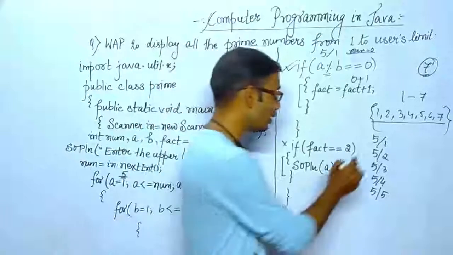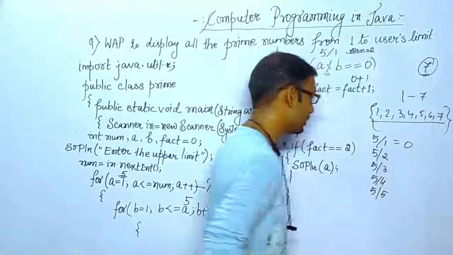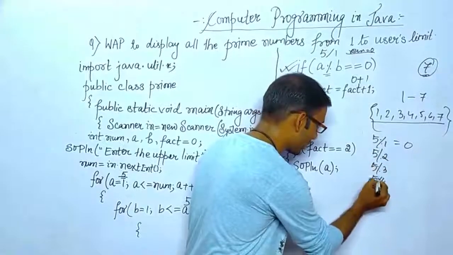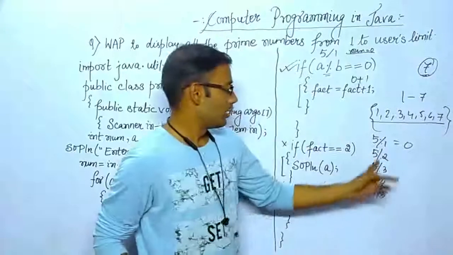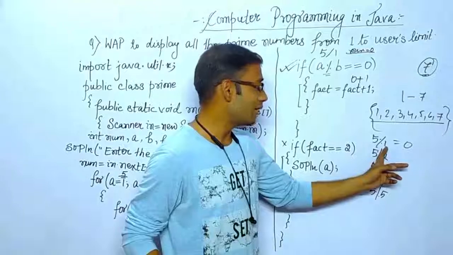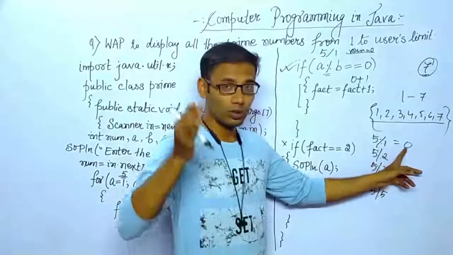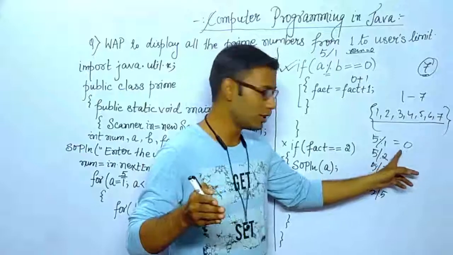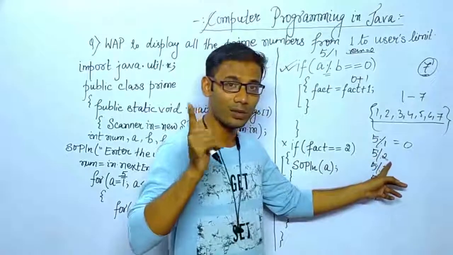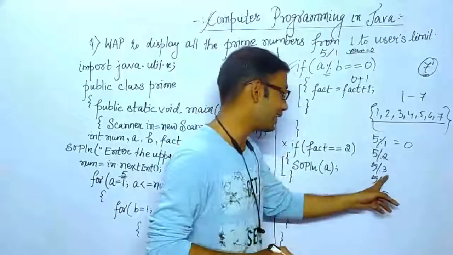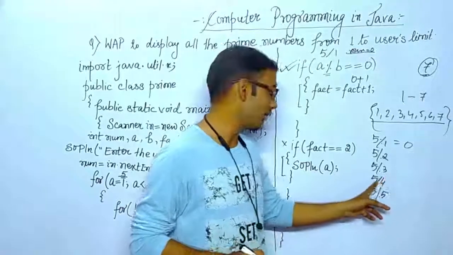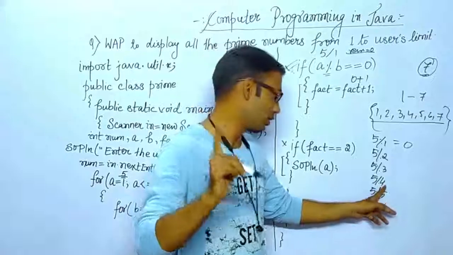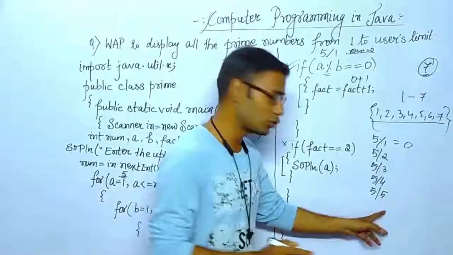So the remainder comes to be 0 over here. Let's give modulus for better understanding. 5 divided by 1, remainder comes to be 0. Check out in mathematics. 5 divided by 2, remainder comes to be 1, not 0. 5 divided by 3, remainder comes to be 2. 5 divided by 4, remainder comes to be again 1. 5 divided by 5, remainder comes to be again 0.